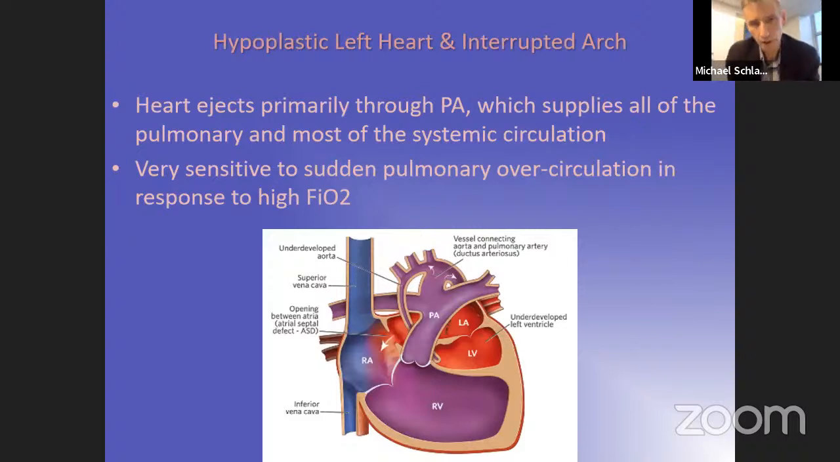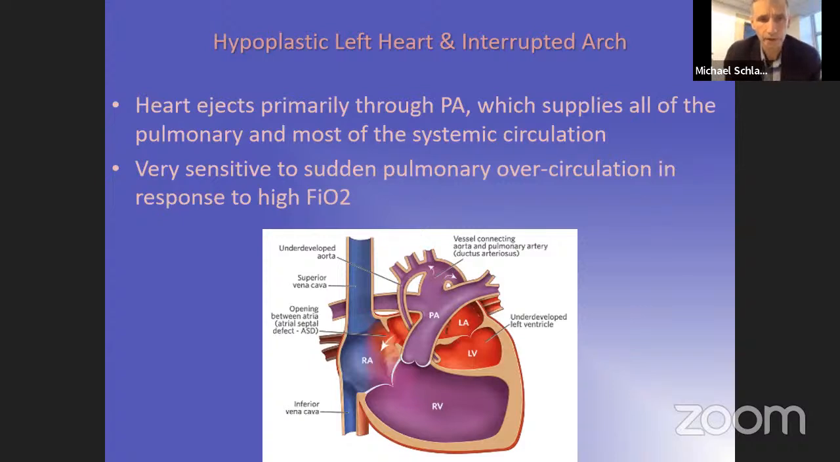Hypoplastic left heart with interrupted arch is a common condition. Here, almost all the blood volume that the heart is pumping is coming out through the pulmonary artery, both for the systemic and for the pulmonary circulation. For the pulmonary circulation, it goes down into the branched PAs, and for the systemic circulation, it goes through the ductus arteriosus into the aorta.